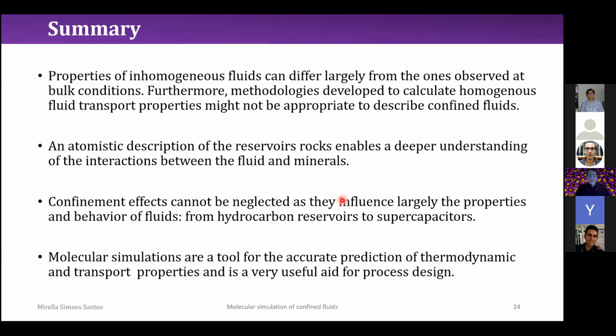And just as a really final conclusion from here, molecular simulations are very important for accurate prediction of thermodynamic properties and transport properties, and are also a very useful aid for process design.